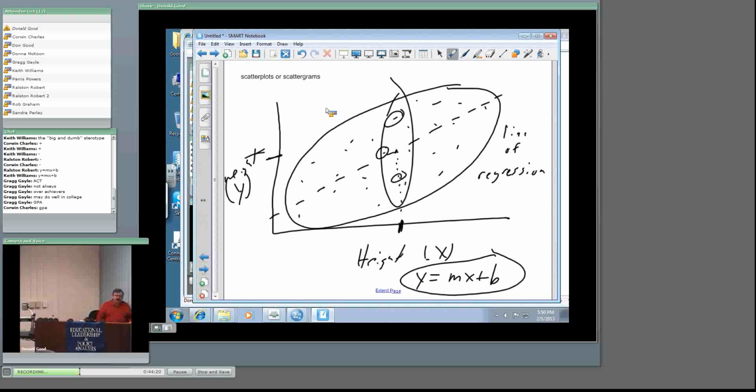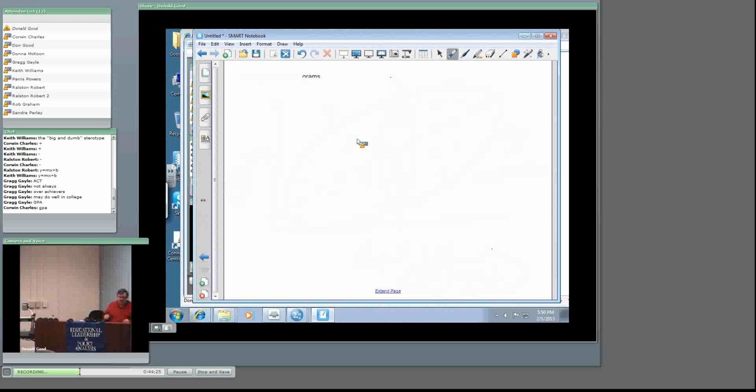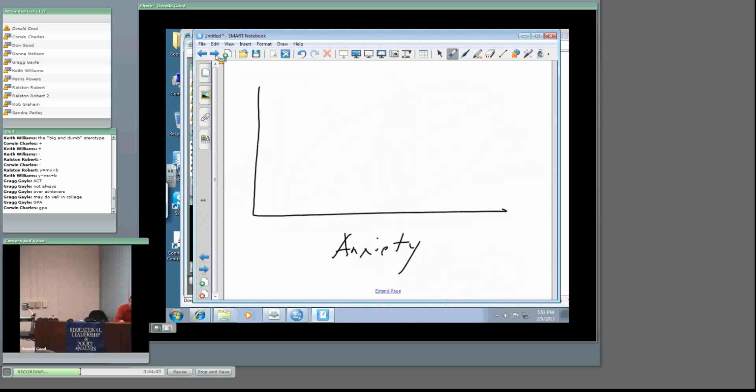Now, sometimes you get a situation like this. Let's say my 2 variables are anxiety and test performance. Let's say I could draw better than this too. That's a stretch. Anxiety and test performance. Let's look at that relationship.